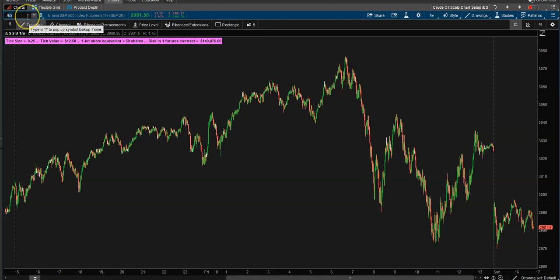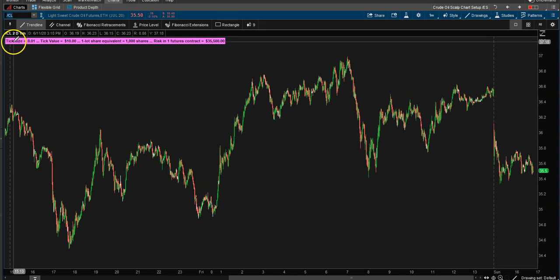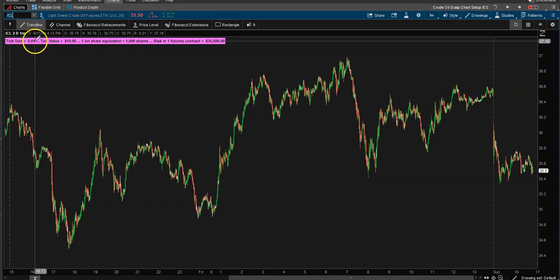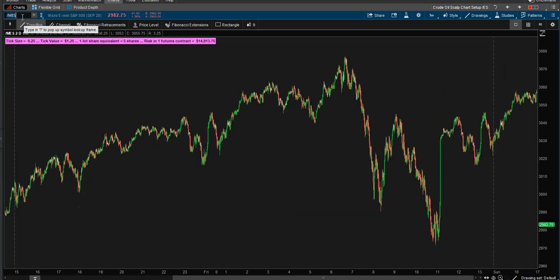So if you want to look at crude oil, type in /CL. Right here, tick size is 0.01 cents, or size, right? Tick value is $10. So if you were to get long crude oil, for every penny up or down, that's what it's telling you, it's going to be $10. One lot is equivalent to 1,000 shares. The risk is, if it went to zero, $35,500.